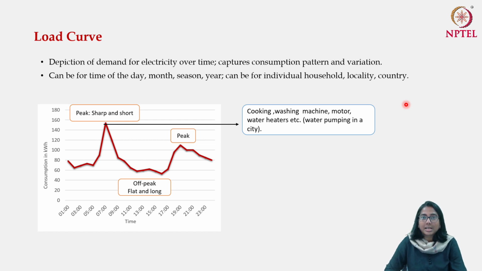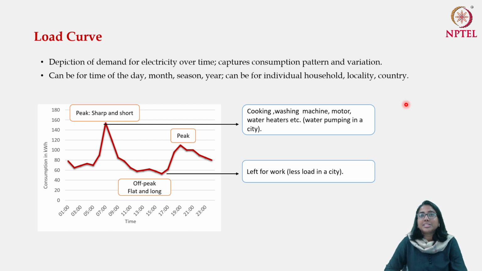Once these activities are done, they all leave for the offices or the schools or for some outside activities, and therefore there is hardly any electrical equipment that is on in the house. And therefore you see a prolonged valley or prolonged off-peak period for this particular household. So basically the office hour duration coincides with the off-peak period for this particular household. So everybody has left for work.